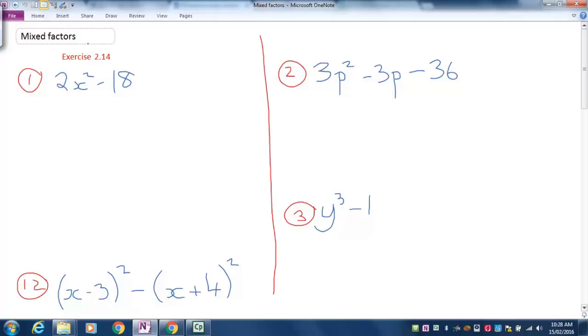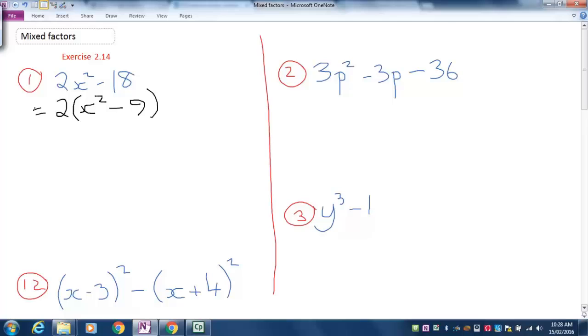For exercise 2.1.4, we need to recognise that there may be a couple of different types of factorisation rules that we need to use. So for this first one here, I'm going to start by taking the 2 out because I can see that 2 is a common factor of both 2x squared and 18. So I get 2 outside of x squared minus 9.